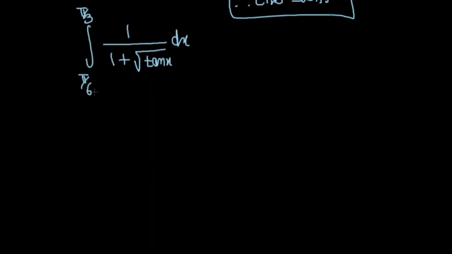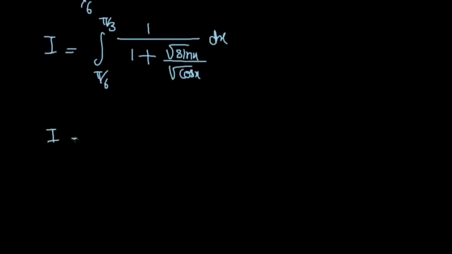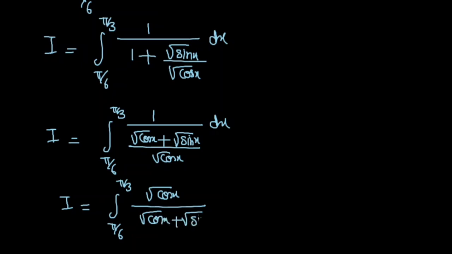Here we have a question: integration pi by 6 to pi by 3, 1 by 1 plus root over tan x. So let us consider the question I, okay? So I is equal to pi by 6 to pi by 3, 1 by 1 plus, can I write this as root sin x divided by root cos x? Tan can be written as sin by cos, right? Now do LCM. I is equal to integration pi by 6 to pi by 3, 1 by root cos x plus root sin x divided by root cos x dx. So this root cos x goes to the numerator. So I is equal to pi by 6 to pi by 3 root cos x divided by root cos x plus root sin x dx.